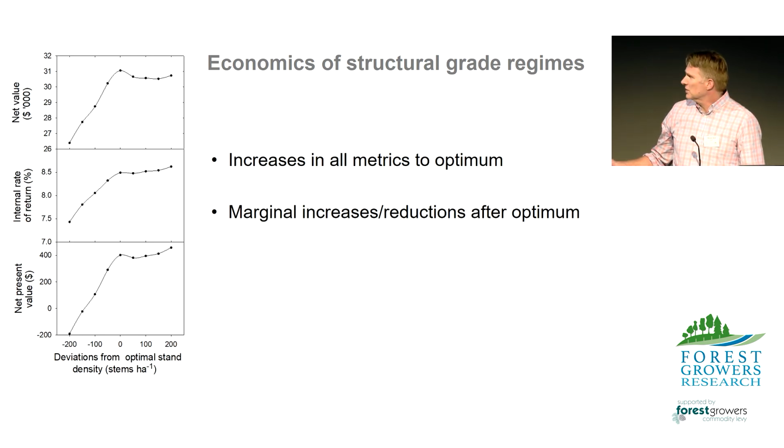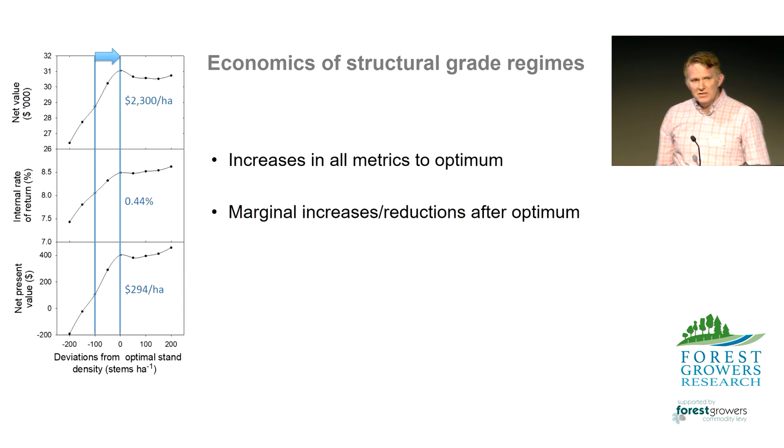So if we just look at this first graph here, you can see that there is a very strong increase up to the optimum that we predict from our Excel model, and then it flattens out a little bit after that. In terms of internal rate of return, you get a similar sort of trajectory. Most of the work's done up to the optimal, then it's a gentler slope after that, and similarly for the net present value.